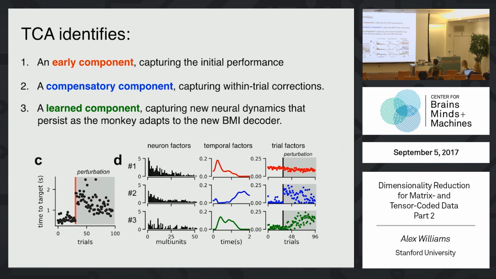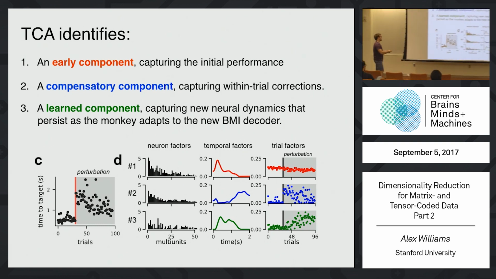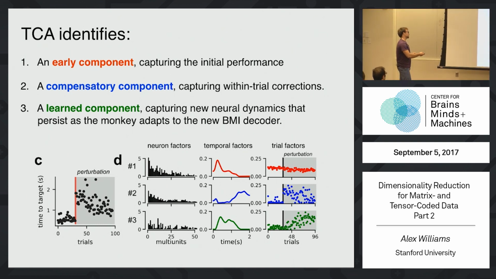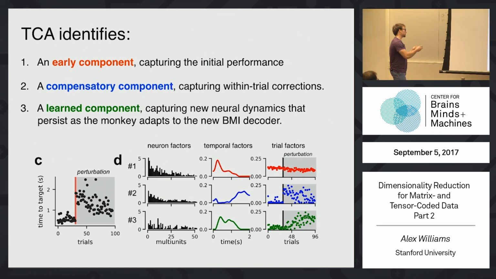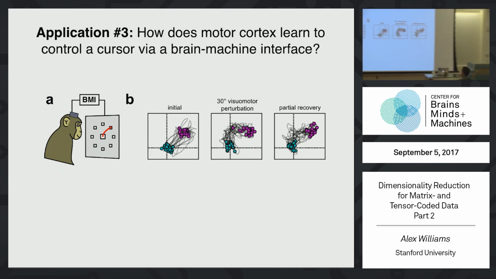OK, so jumping to the end, if you apply tensor component analysis to the neural activity on the 45-degree reaches, a 3-component model does pretty well. And it sort of captures interesting things. So first, this first component we call an early component, which basically is on all trials, is active at the early part of each trial. And this captures the neural dynamics that execute the 45-degree reaches at the beginning of the session.